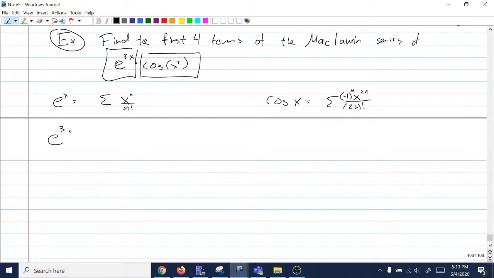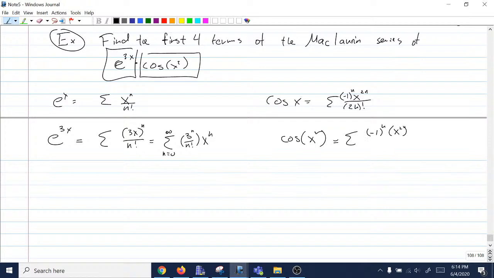This tells me that e to the 3x is replace the x with a 3x: the sum of (3x)^n over n factorial. This is the sum of 3 to the n over n factorial x to the n. While cosine of x squared is going to be the sum of, plug in an x squared for x, negative 1 to the n (x squared)^(2n) over 2n factorial. This is the sum from n equals 0 to infinity, negative 1 to the n over 2n factorial x to the 4n.